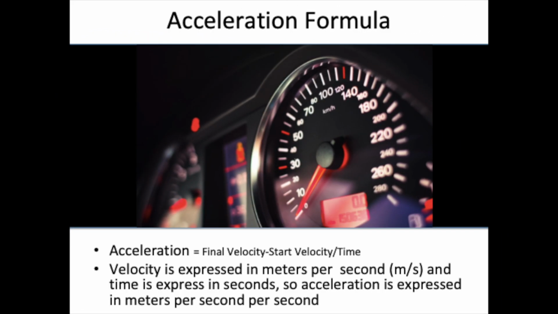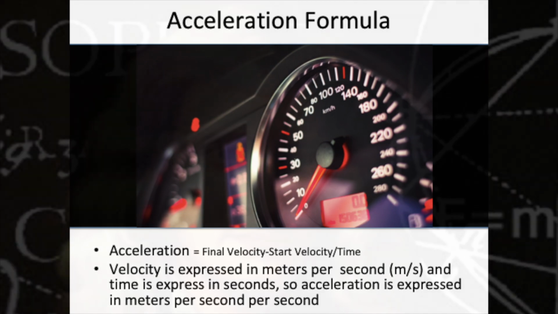Acceleration formula: acceleration equals final velocity minus the start velocity, divided by time. Velocity is expressed in meters per second, and time is expressed in seconds. So acceleration is expressed in meters per second squared.